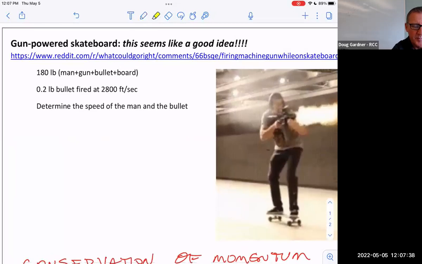Okay, so I gave you a few basic things I just faked up here. Let's say the man plus the gun plus the bullet plus the board. Notice I had to add all that stuff together. If you decided you really cared, it isn't just how much the guy weighs. Of course, the bullet would feel pretty negligible in relationship to all that other stuff, but whatever, you've got to come up with a weight. And then the bullet has a weight and the bullet has a speed.